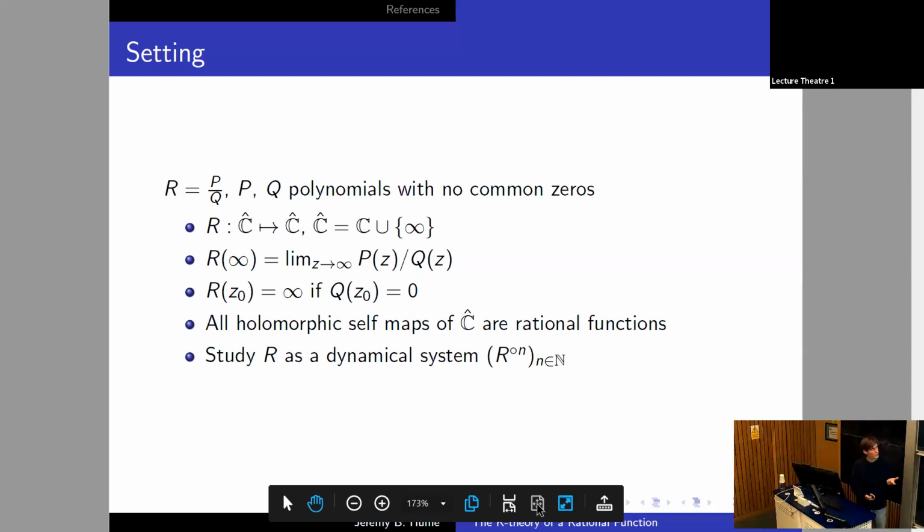So the most basic property of rational dynamics is that the Riemann sphere partitions into two sets. One, an open set, which is called the Fatou set, and it's where the dynamics behaves rather nicely. And then the complement, which is called the Julia set, is where the dynamics is chaotic.